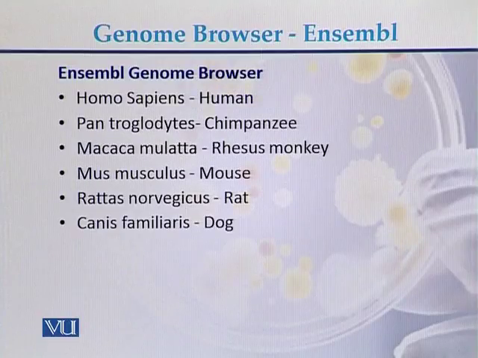Ensembl Genome Browser has the genome of many organisms. Some of the examples are: we can see the genome of humans, chimpanzee, monkey, mouse, rat, dog. The genome of all these species is present on Ensembl Genome Browser. These are some of the examples, although there is a long list of species whose genome has been sequenced and the sequence data is present on the Ensembl.